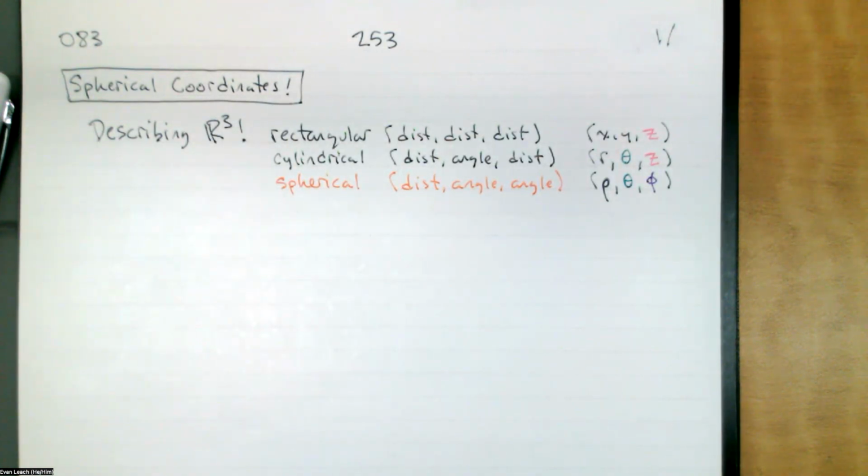We're describing points in space, X, Y, and Z as rectangular coordinates, R, theta, and Z. That's cylindrical coordinates, where the Z is in common. And then in spherical coordinates, we have rho, theta, which is the same theta we had in cylindrical coordinates and polar coordinates, and phi, which is a new one. Let's draw a picture.